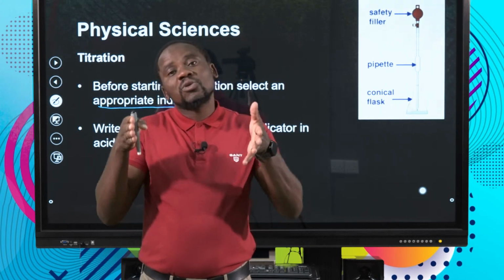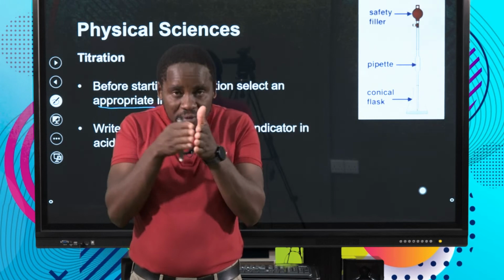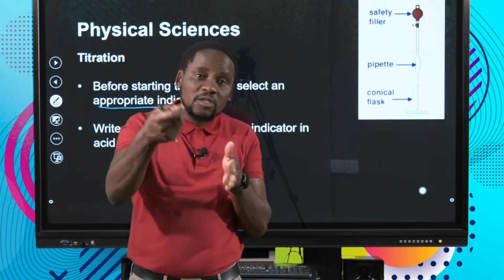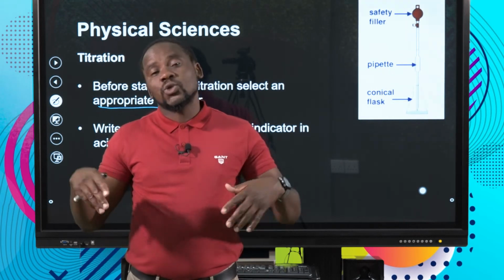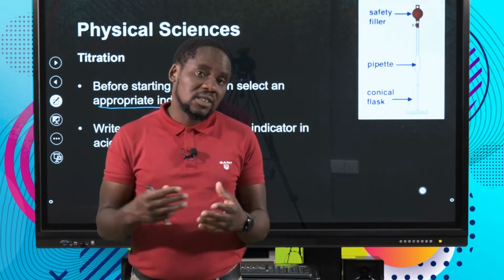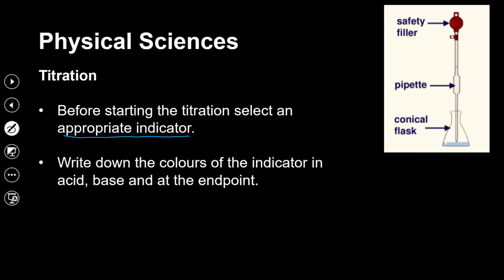Base, which is also informed by the pH range in which that specific indicator actually undergoes a color change to show us the end point of this acid-base reaction, right? So we need to write down the colors of the indicator in an acid and in a base, and then at the end point. So this is actually what is happening as far as the choice of the indicator is concerned, right?